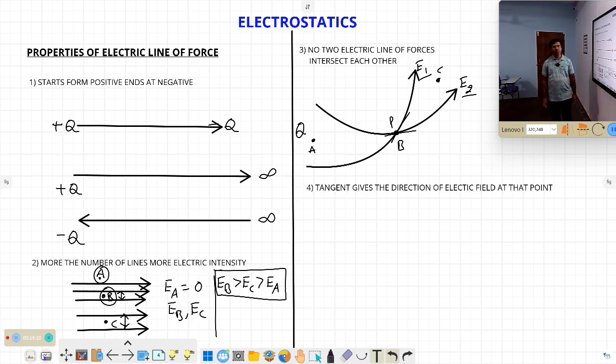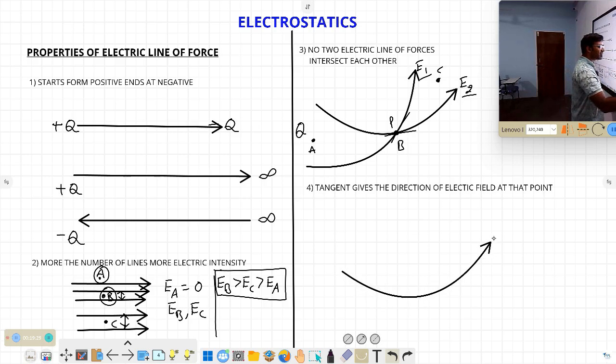The next property is that the tangent gives the direction of the electric field at that point. I have taken one electric line of force, started from the source charge like this. Now our point is at this point. What is the direction of the electric field at this point? And at this point, which I am taking as B point? And at this point, what is the direction of the electric field?